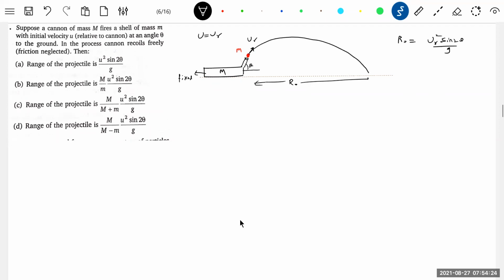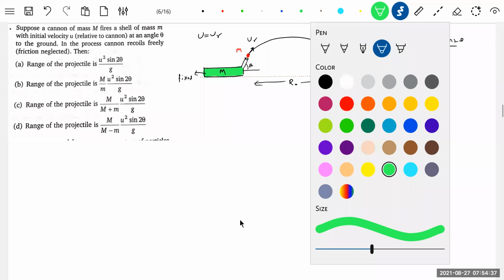Now let the cannon... why are you doing that? It is recoiling freely, naturally. I'm not getting it. The cannon recoils freely naturally. I'm comparing. Please allow your teacher to discuss first. In the end, you can clarify.